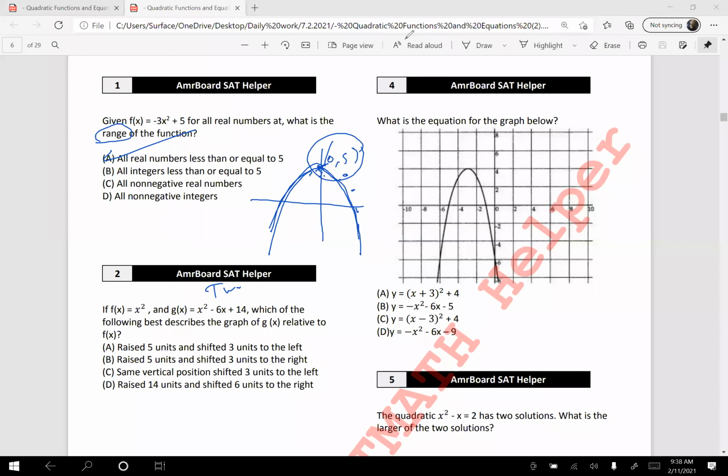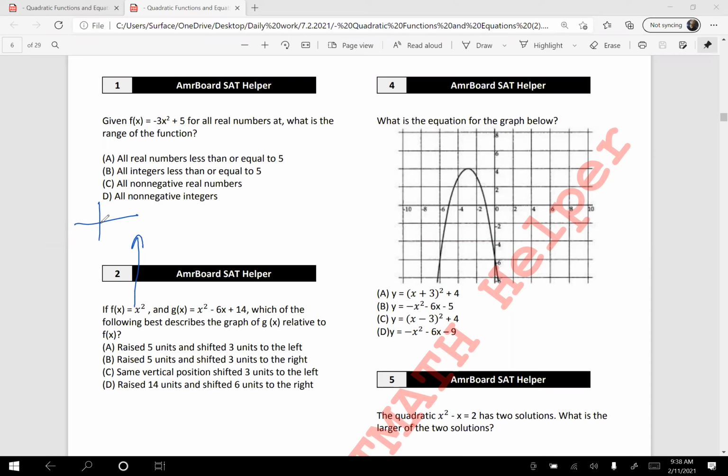F of x equals x power of 2. Y equals x power of 2. And the other one, this function, is x squared minus 6x plus 14. The first one has a vertex at 0 and 0.